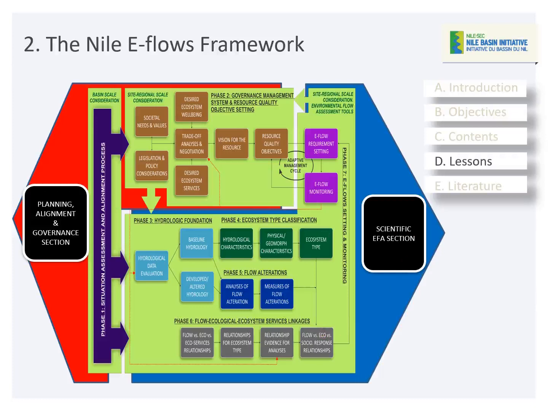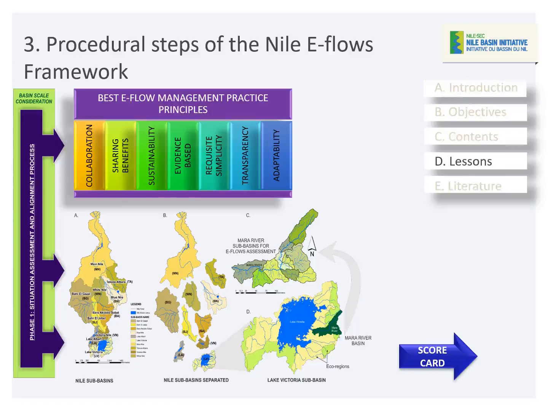Getting back to the content of the framework, we're going to go through each phase step by step and show you how it was developed and what the components of each phase of the Nile eFlows framework are. The first phase is the situation assessment and alignment phase, and this is where we understand that the different sub-basins of the whole basin have different countries.